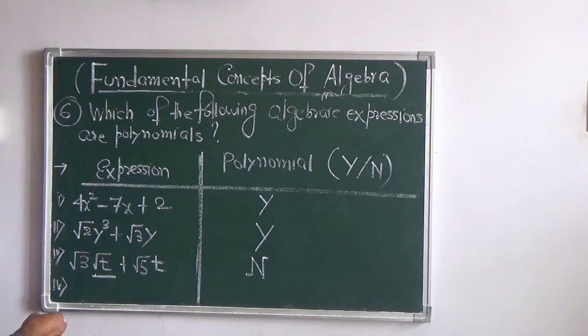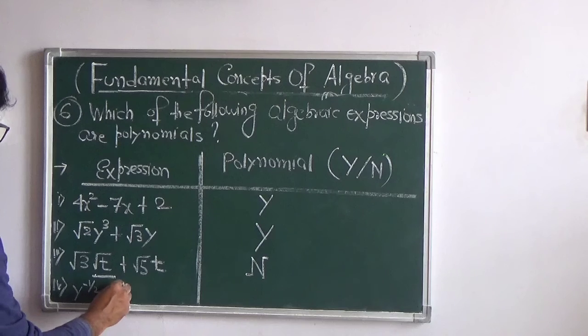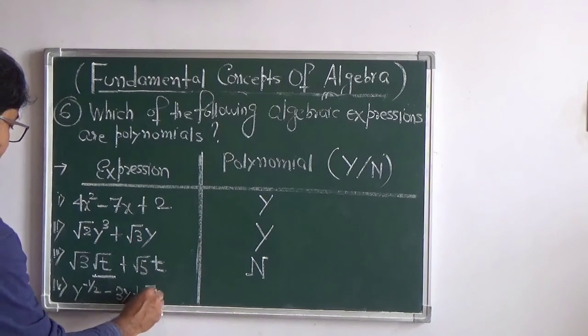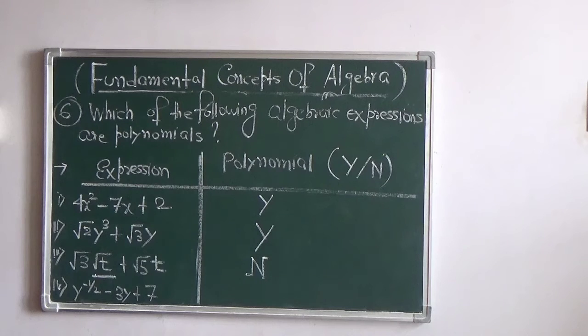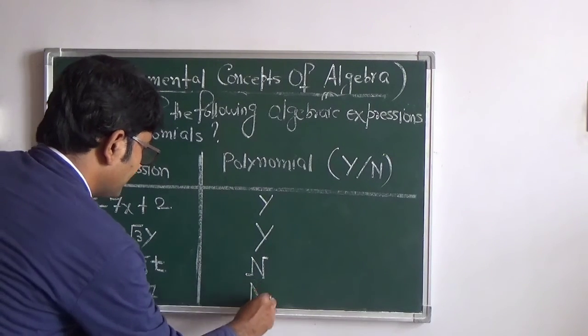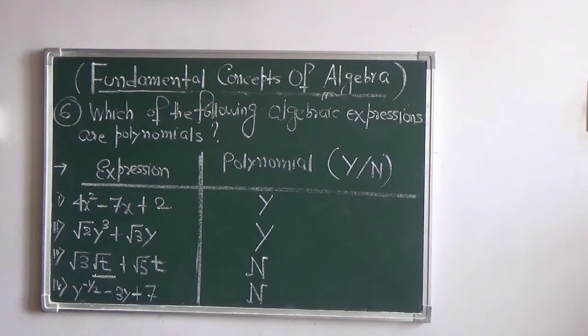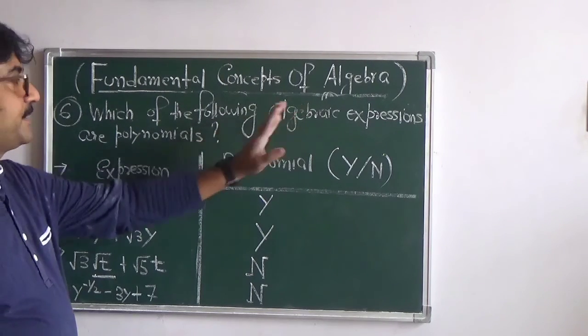Now another question: y to the power minus 1 by 2 minus 3y plus 7. Is it a polynomial? Yes or no? No, sir, not a polynomial. The reason is we have the power of the variable as minus 1 by 2. So negative powers are not acceptable in order to define an algebraic expression as a polynomial.